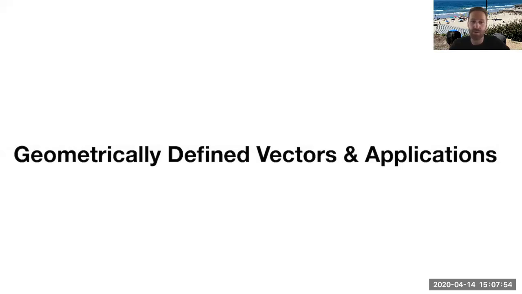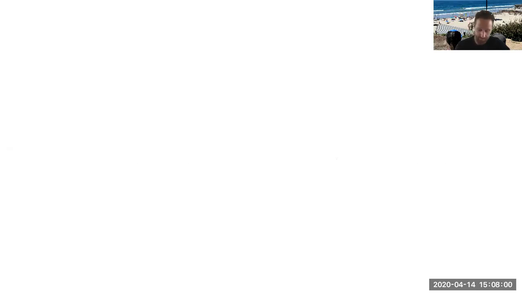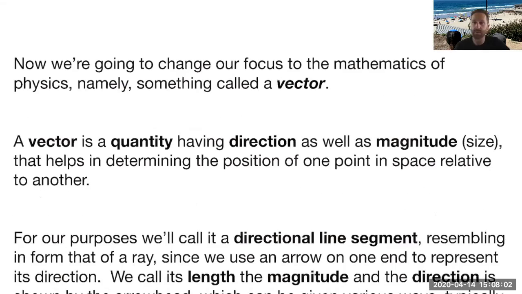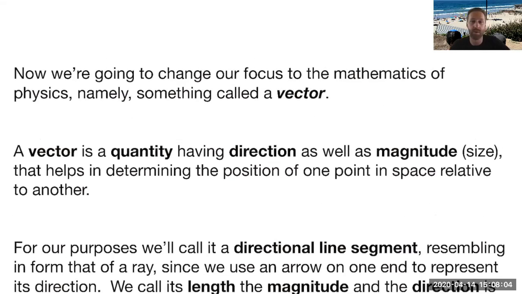Moving on to geometrically defined vectors and some of their applications. Here we go. A few little definitions I wanted to come across first before we get moving with these. Vectors are mainly used in physics, so we're going to just learn the mathematics behind those. What a vector basically is, it has two parts, a quantity as well as a direction.